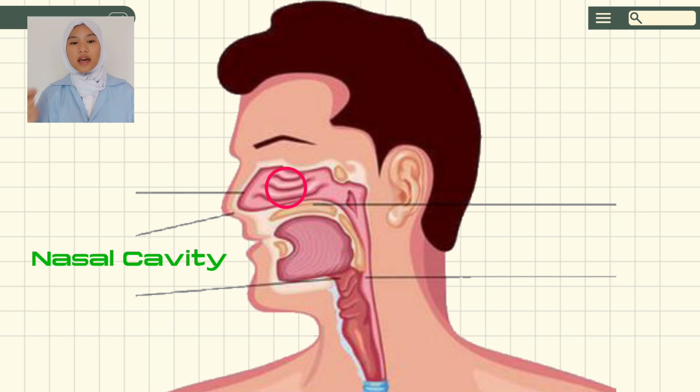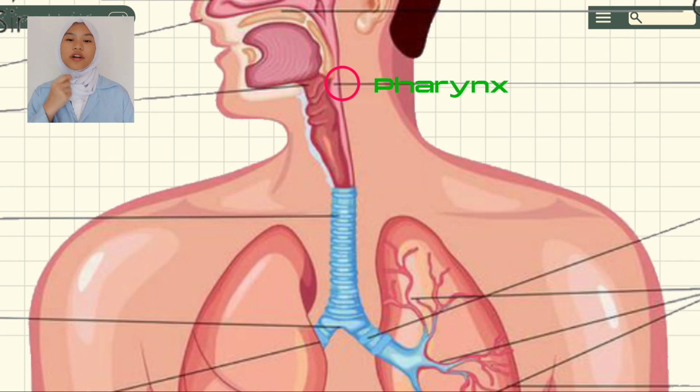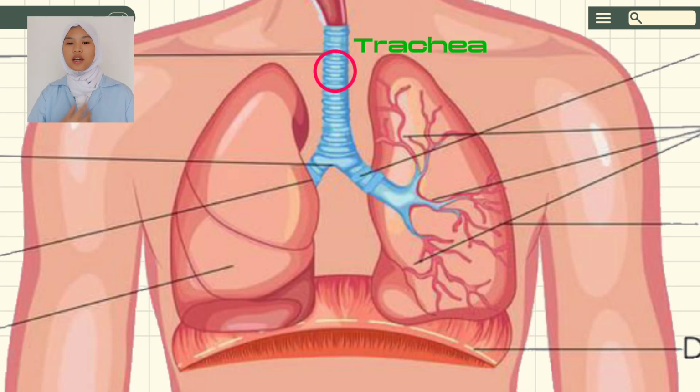After the air passes through the nasal cavity, it goes into our pharynx, behind our larynx. The larynx is actually the passageway from our mouth. After we pass into our pharynx, we have our trachea, which leads into our lungs.